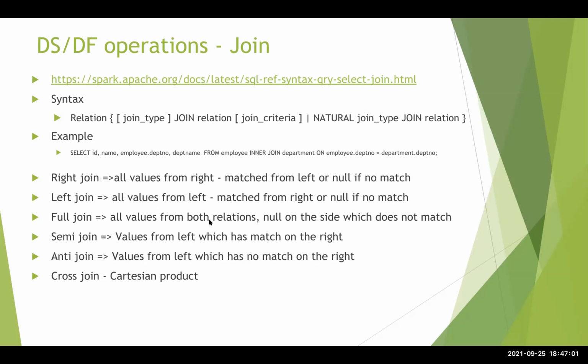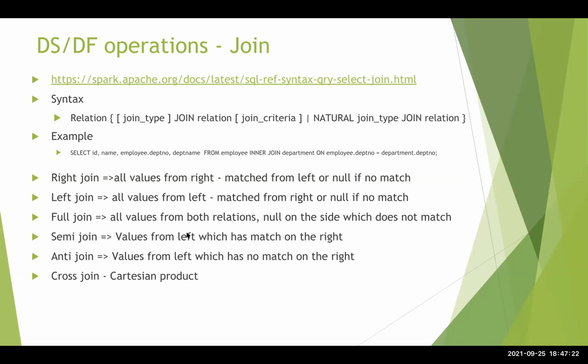Full join: all values from both relations, left and right. If left has a corresponding match on the right side, it will appear on the right. If it doesn't have a match on the right side, it will appear as null on the right hand side. Same is the case on the right hand side. If it has a match on the left hand side, it will appear. If it doesn't have a match on the left hand side, it will appear as null.